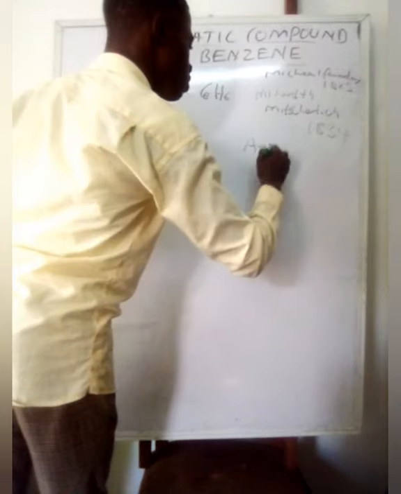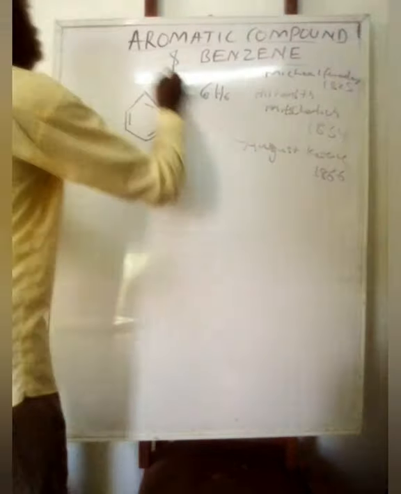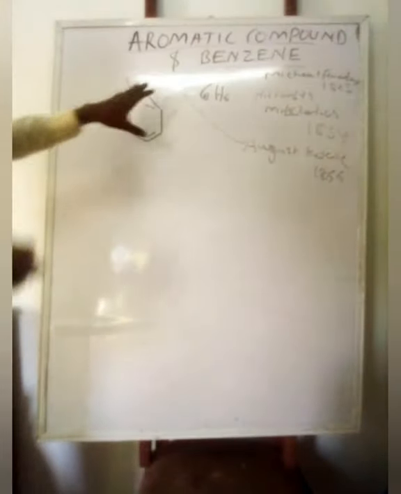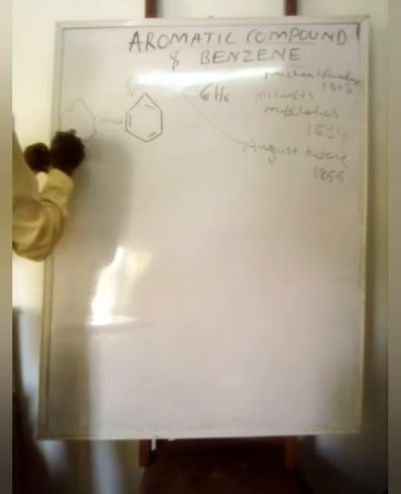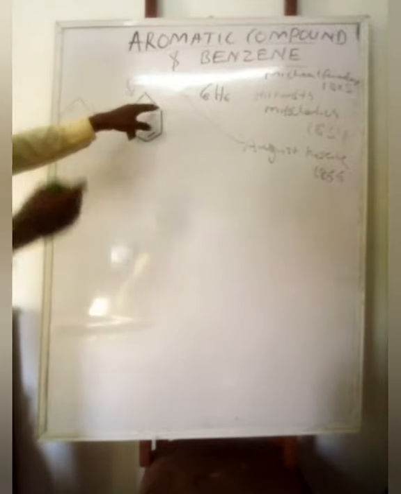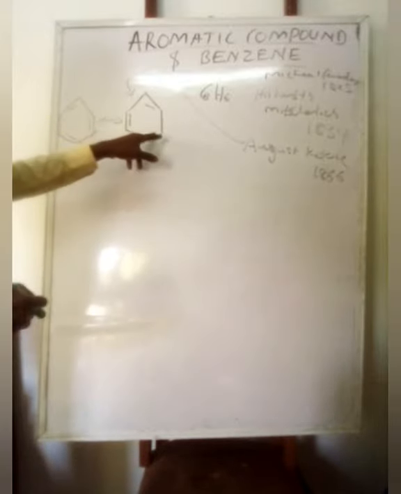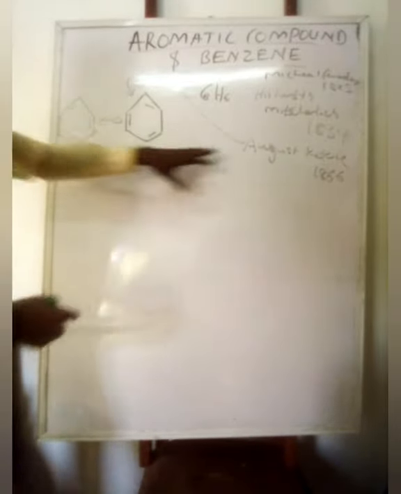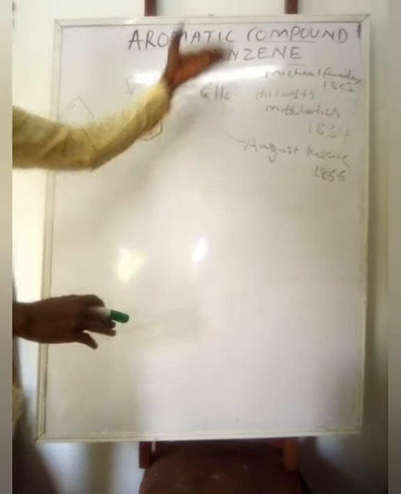And after some years, there is a man called August Kekule. In 1866, he gave this structure for benzene. And this structure can be in two forms, either this or this. You can see this bond is no more here, it is here. This bond is moved to this place. So this structure was made by August Kekule in 1866. It can be this or this, any of these is correct. And don't forget the man that gave the molecular formula of benzene.